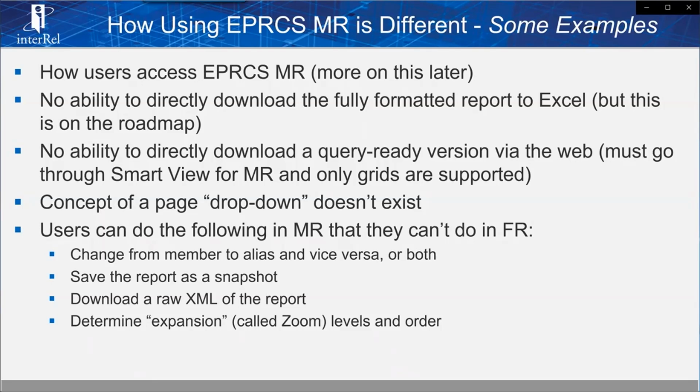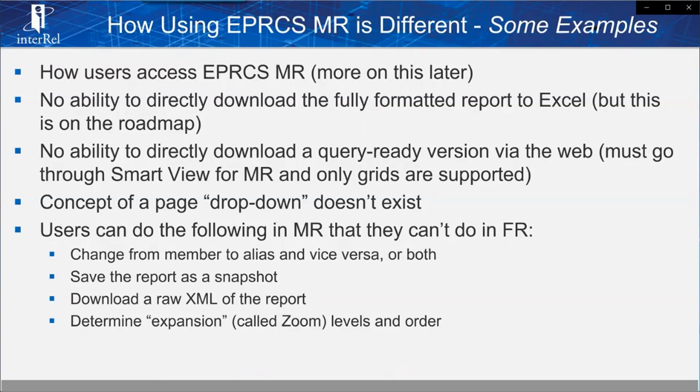They can also save the MR report as a snapshot in case they want a static view of the data that they want to look at later. They can download a raw XML of the report, which is really used for other cloud products. And they can determine the zoom levels in order.